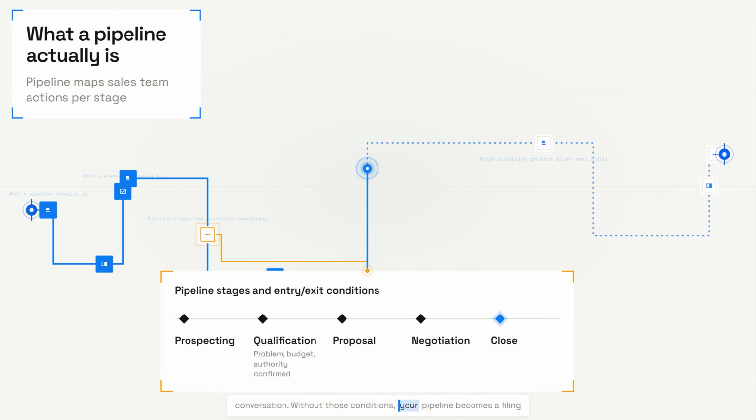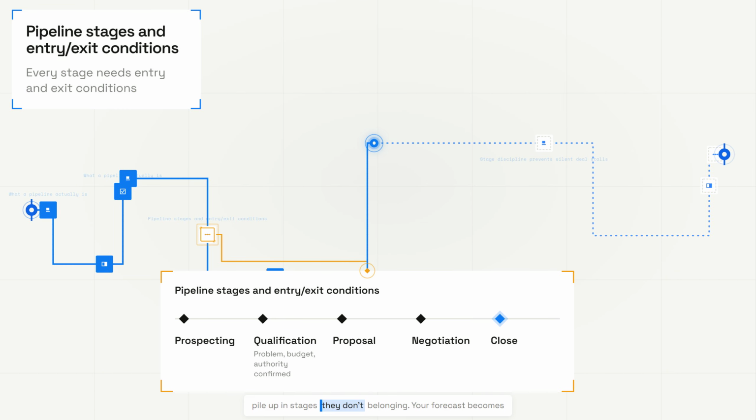Without those conditions, your pipeline becomes a filing system. Deals pile up in stages they don't belong in. Your forecast becomes fiction, and no one can tell you why deals stall. That diagnostic problem is where the real cost sits.